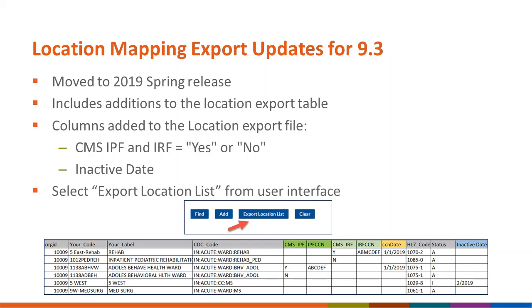We want to update you that the location mapping export enhancement has been moved from the January 2019 release to the spring 2019 release. The columns for the CMS, IPS, and IRF and the CCN will be added. Also, the month and year the location was inactivated will be displayed. Just a reminder, to export the location list, click on the Export Location List button. The screenshot shown gives you an idea of how the data will be displayed. Next slide.